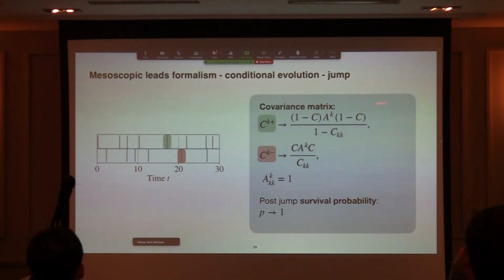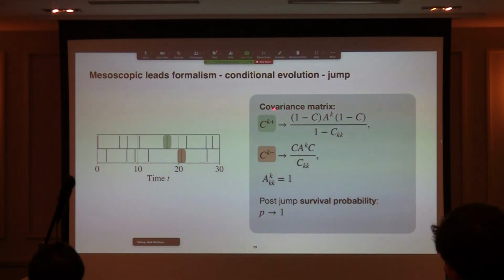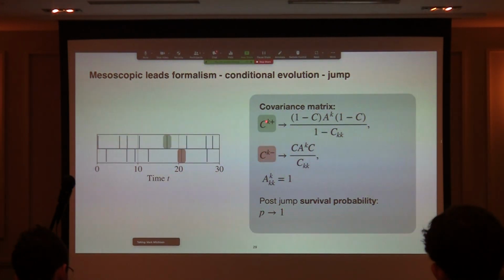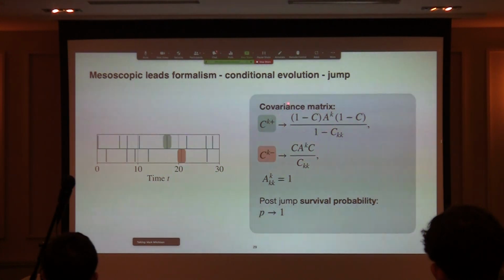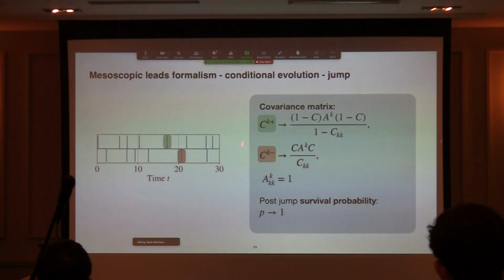And then we also found equations which describe how to update the covariance matrix given that a jump has occurred in channel K. So for example, if a jump occurs on the kth lead mode and it's a jump onto the lead mode, then you update your covariance matrix in this way. And then in this way, if the jump happens in a way where a particle leaves the lead mode. And of course, the survival probability will be reset to 1.